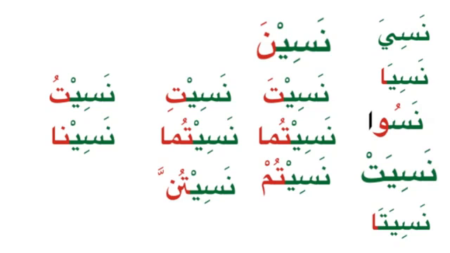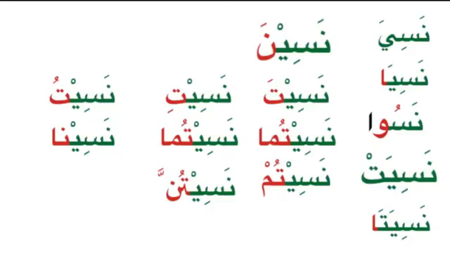So this is how a fa'il naqis with original ya retained is conjugated. The only change is taking place in the hum form where the dhamma comes, and that's the reason why it comes, because of a compatibility issue. Now we're going to bring another fa'il with a similar pattern and see how it is conjugated. Just to get a good revision, inshallah.